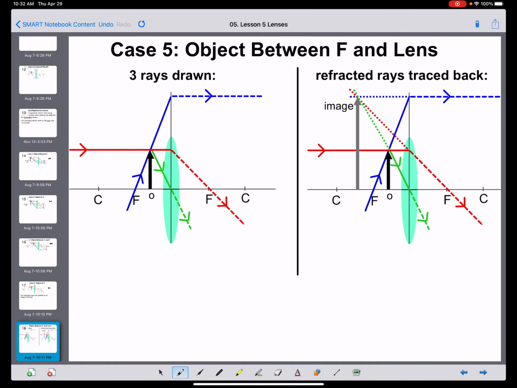And case 5. Here I've drawn this twice. In the first one, I'm just drawing my 3 special rays, but I'm not drawing my object. And then in the second diagram, I've taken my dotted lines and traced them back, and they all meet right here. That's where my image forms. So we can see here the image is larger and upright. And it's also virtual because remember, whenever you have to trace anything, like you have to trace your dotted lines back, that's going to give you a virtual image.